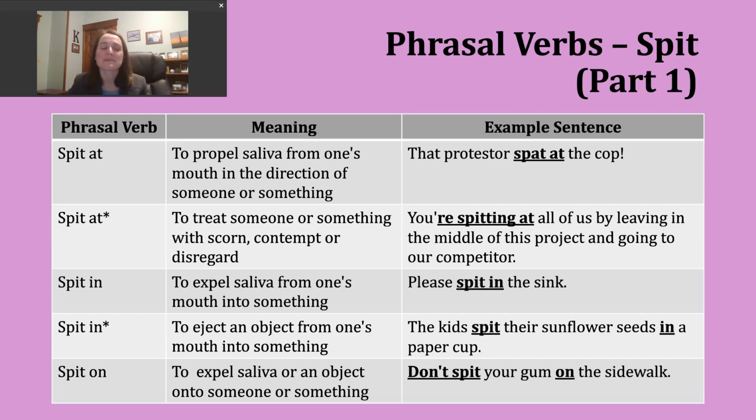Another phrasal verb is to spit on. Again, we might be expelling either saliva or an object onto someone or something. Another example of this: don't spit your gum on the sidewalk. So there's another imperative, this time negative, right? We're telling people what not to do. Again, that's gross. Nobody wants to step into that.